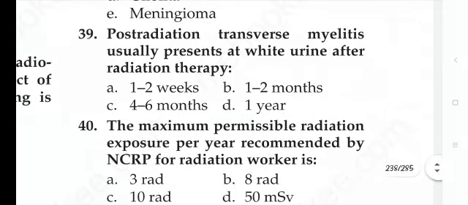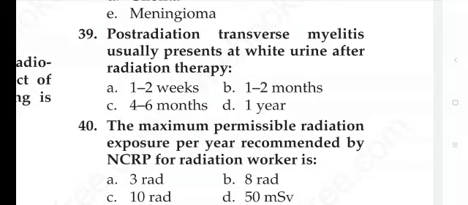Next question, post radiation transverse myelitis usually presents after radiation therapy at what time? So the options are option A, 1 to 2 weeks, option B, 1 to 2 months, option C, 4 to 6 months, and option D is 1 year.